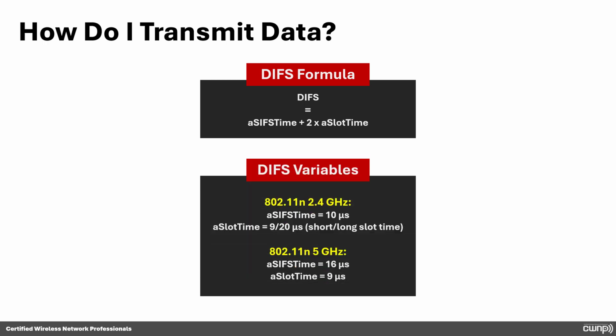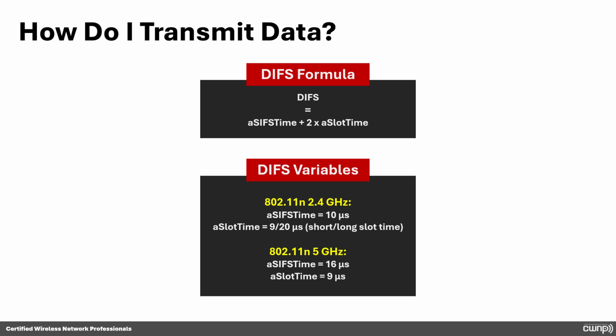So for example, these variables for 802.11n in 2.4 gigahertz, a SIFS time is 10 microseconds. A slot time is either 9 or 20, depending on whether you're using the short or long slot time. The reality is if you have 11g or b or 11n devices in 2.4 gigahertz, then you may be using one of these slot times over the other, right? So you've got to have backward compatibility. So those are your variables. And then for 5 gigahertz, a SIFS time is 16 microseconds and a slot time is 9 microseconds for 802.11n. Now again, this can change for 802.11a or 802.11ac or AX or BE or whatever.